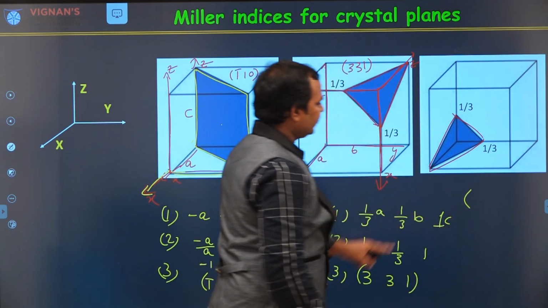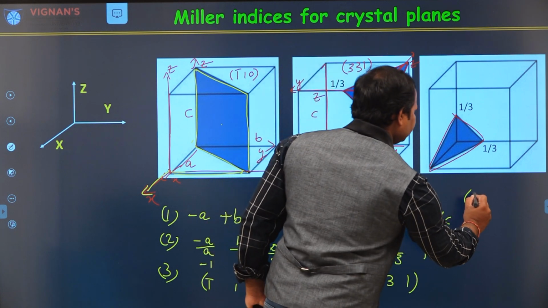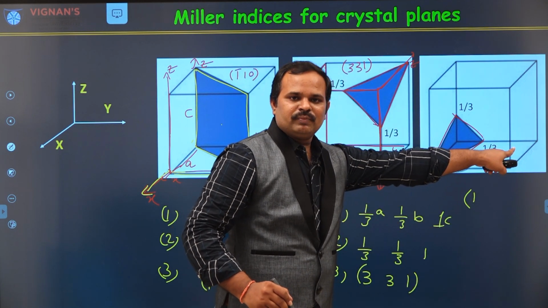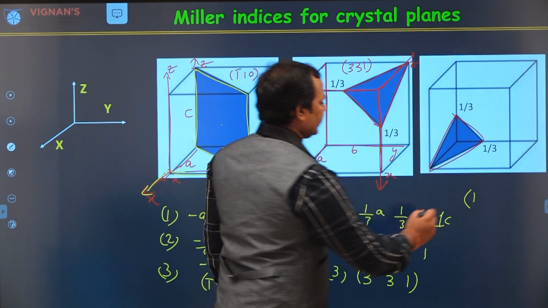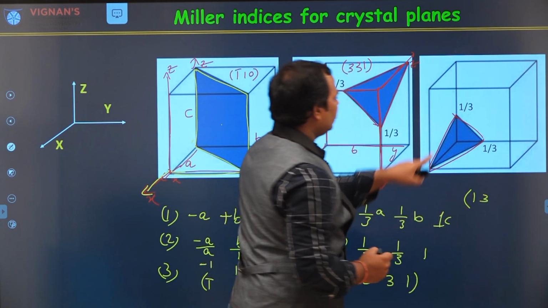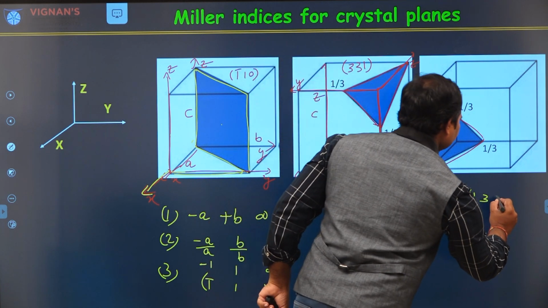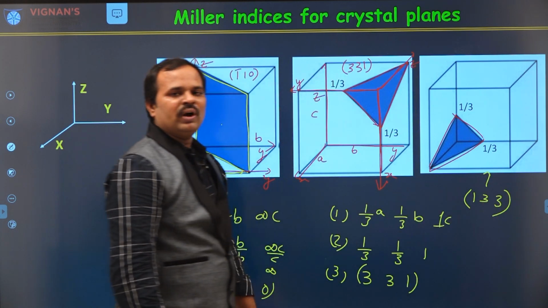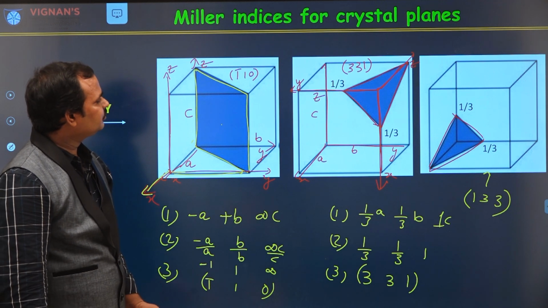The intercept along the x-axis is at a, so we can write 1, and the intercept along the y-axis is 1/3. If it is 1/3, it becomes 3, so we can write 3, and the intercept along the z-axis is at 1/3, so we can write 3. So the Miller indices for this particular plane is 1, 3, 3. These are some of the examples.